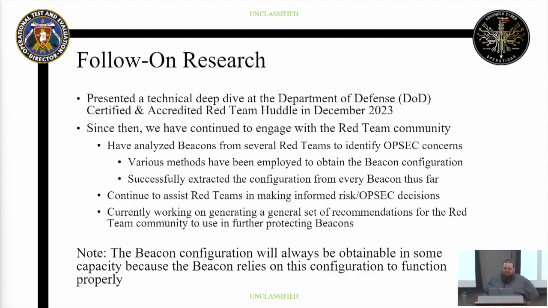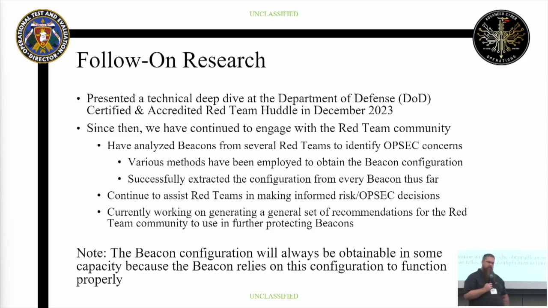As part of doing this research, we presented a huge deep dive. I think we talked for like an hour and a half at the DoD Red Team Huddle in December last year. We've also given this same talk at the Cyber DT cross-service working group. So we're trying to get the information out there, but still have a little bit of a limited release on who has the full details and everything.